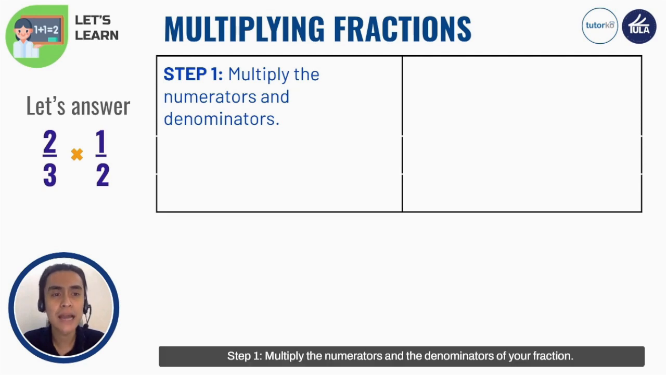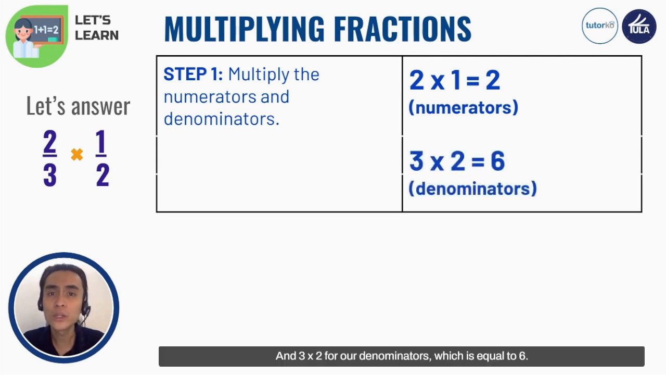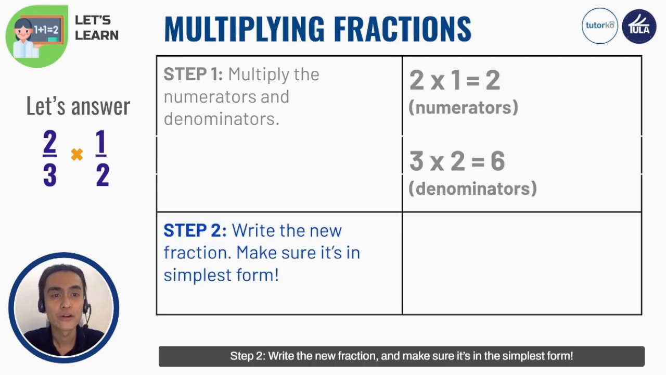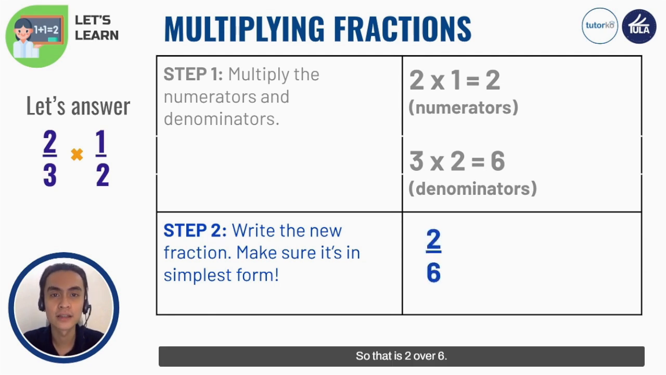Step 1, multiply the numerators and the denominators of your fraction. So it's 2 times 1 for our numerators, which is equal to 2, and 3 times 2 for our denominators, which is equal to 6. Step 2, write the new fraction and make sure it's in simplest form. So that is 2 over 6.